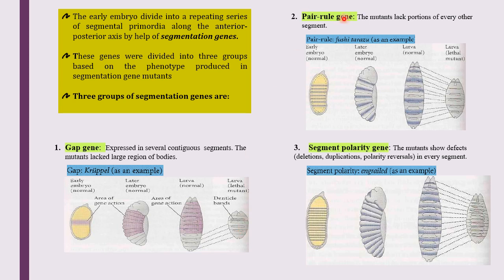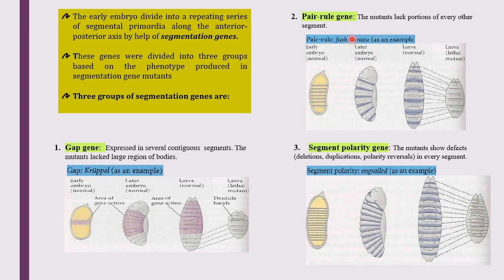Now in case of pair rule gene, the mutant lacks a portion of every other segment. The pair rule gene is expressed during the 13th nuclear division in syncytial blastoderm. Again, syncytial blastoderm has been discussed in a previous lecture. So the pair rule genes are expressed in every other segment, and hence they show somewhat of a zebra stripe fashion of expression. One example of a pair rule gene is Fushitarazu, which in Japanese means too few segments.